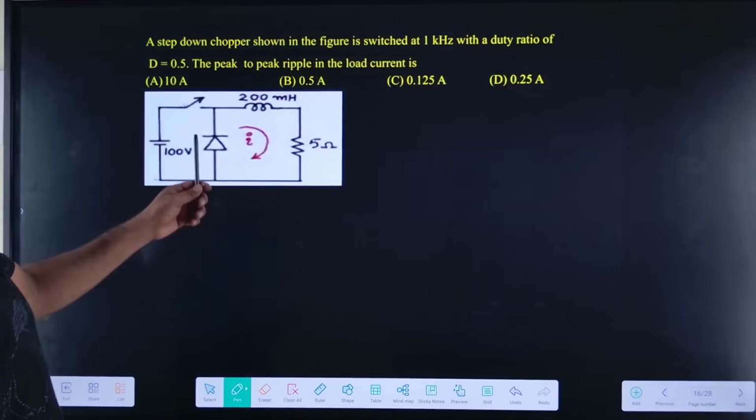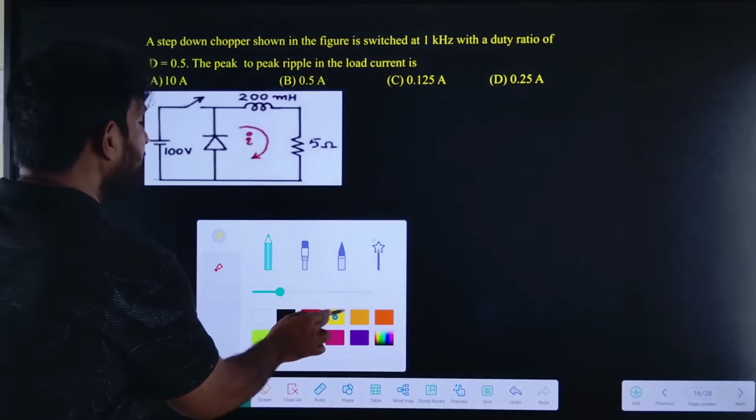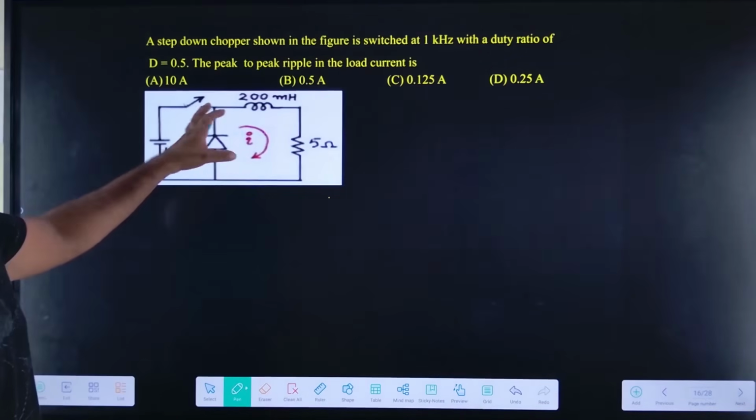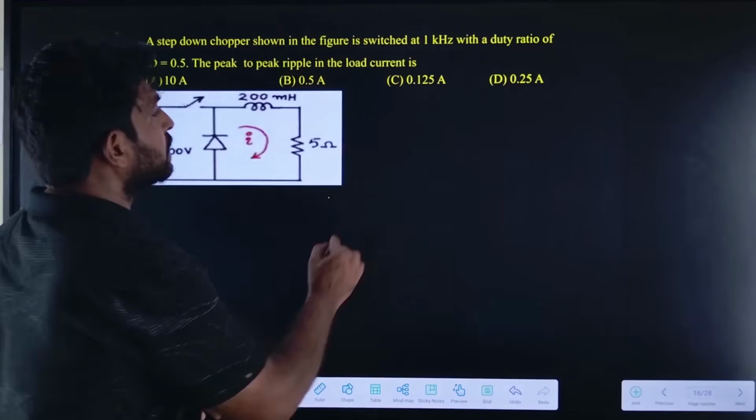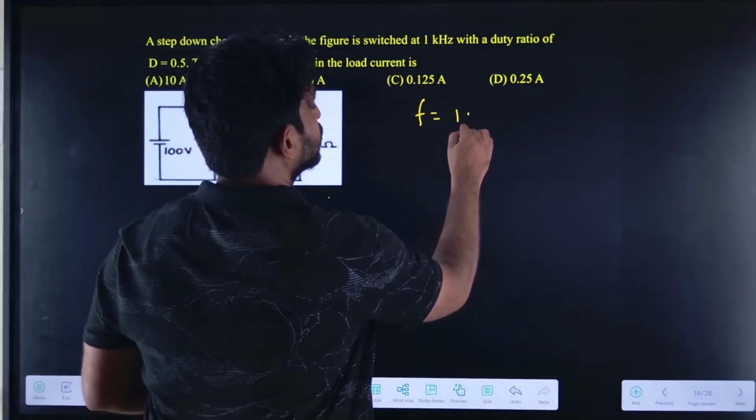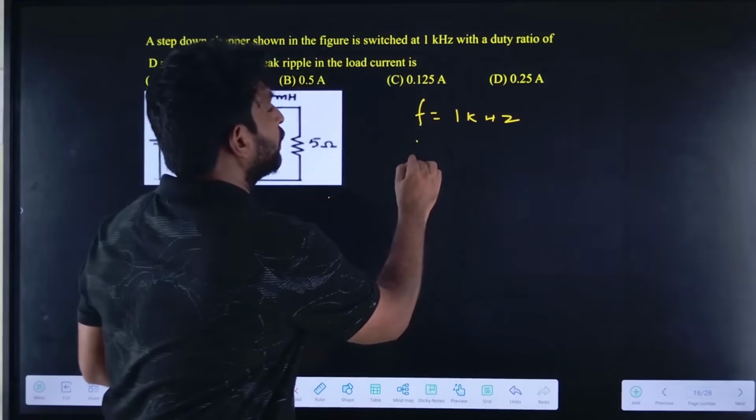So here it was given as a step down chopper. The calculator is not needed here also. It is given as a step down chopper in the figure, switched at 1 kHz. The frequency is given as 1 kHz, and the duty ratio is given as 0.5.